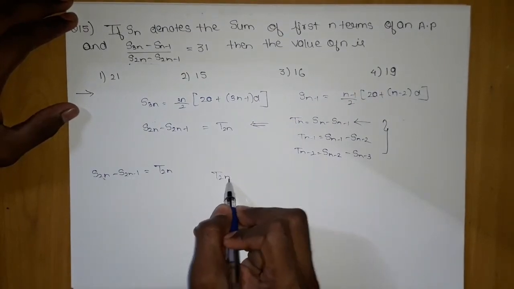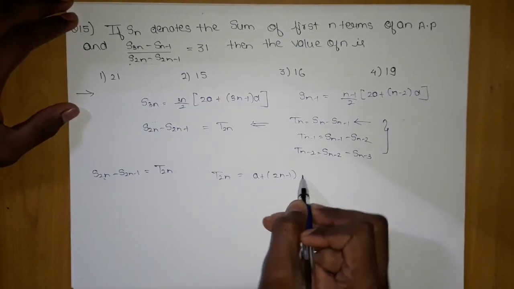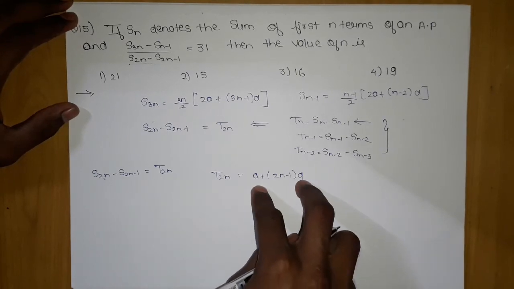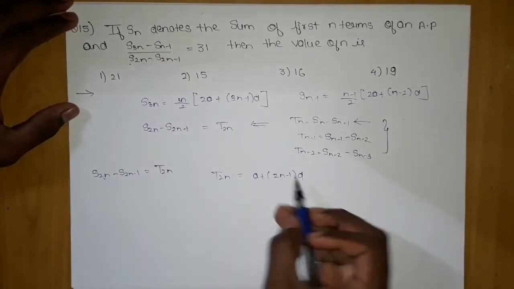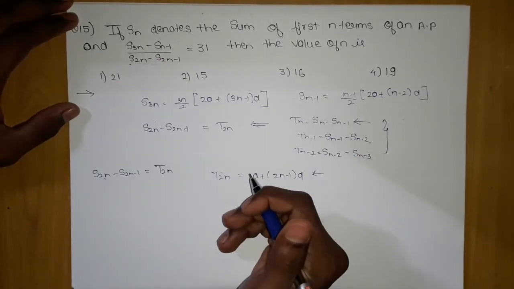And how will we find T2n? It is a plus (2n minus 1) into d. Very simple. After getting this value, we need to get the difference and try to create something like this in the numerator so that they cancel out. That is the general approach which we will follow.